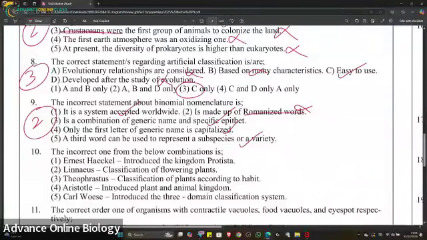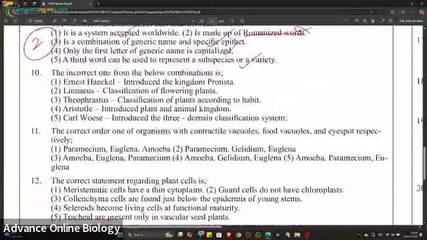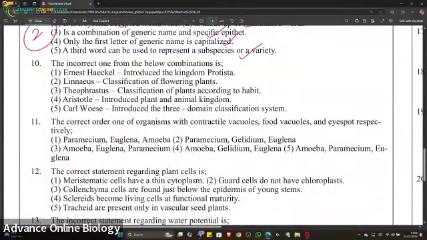Question number 10. The incorrect one from the below combinations is: Ernst Haeckel introduced the kingdom Protista.